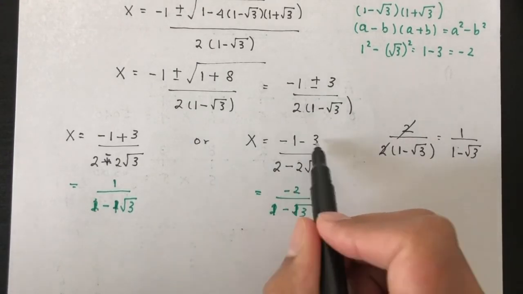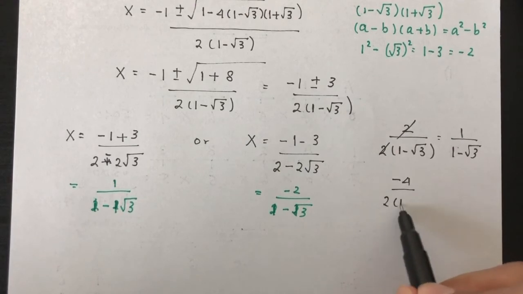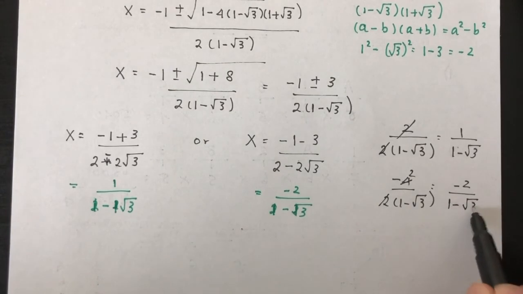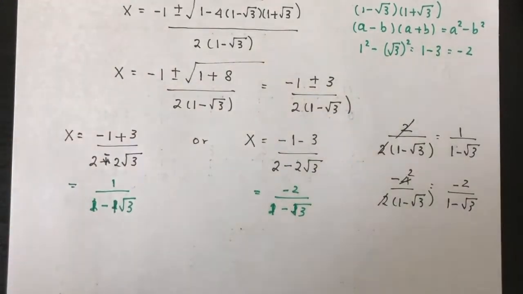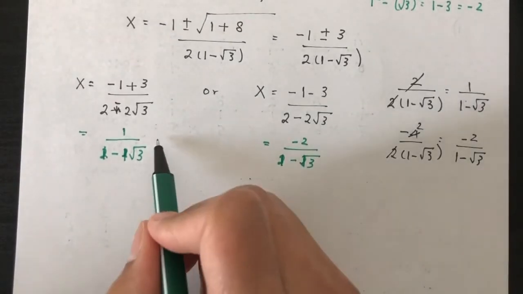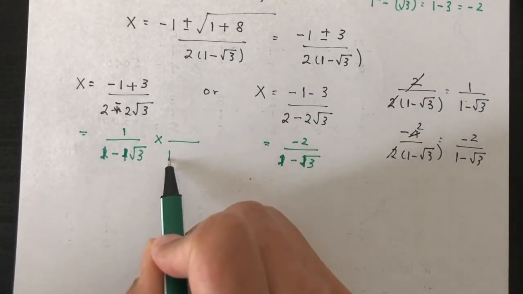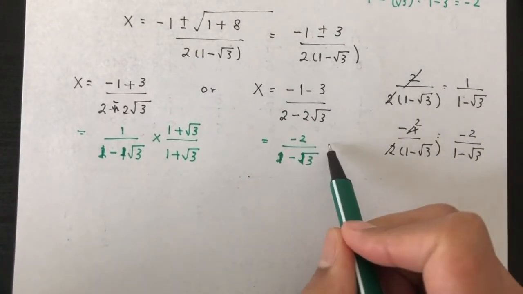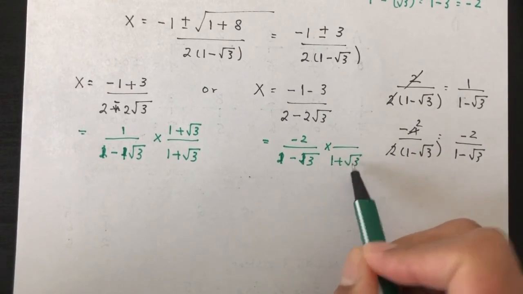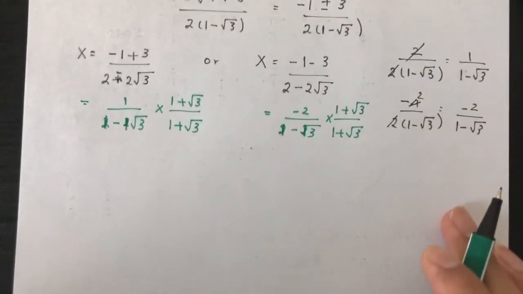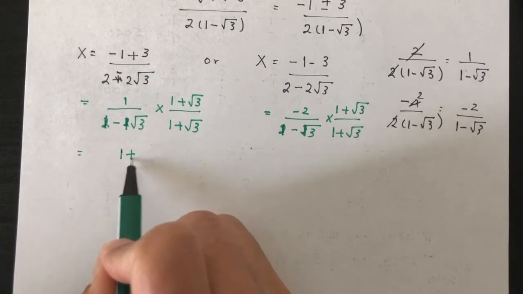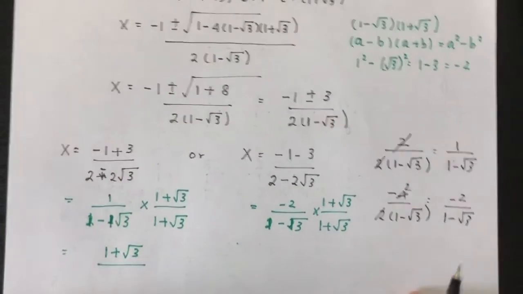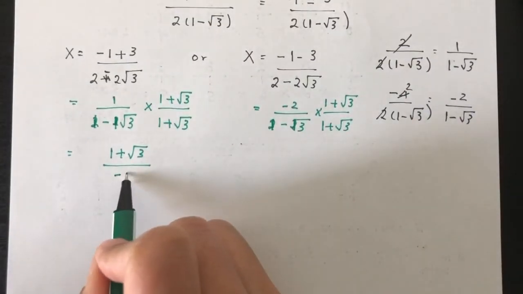And for this one, same thing as well. It is minus 4 over 2 times 1 minus root 3. That should be minus 2, so minus 2 over 1 minus root 3. Now to simplify this, we have to multiply by the conjugate. That will be 1 plus root 3. Same thing for this one, 1 plus root 3. Now for this one, you will get 1 plus root 3 divided by, as you have seen, when you multiply these two, you get minus 2, divided by minus 2.